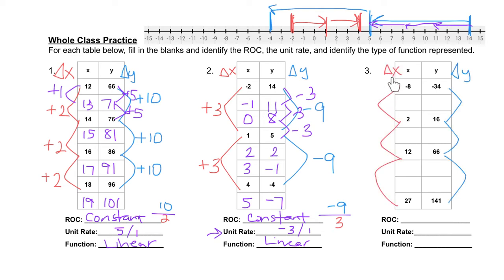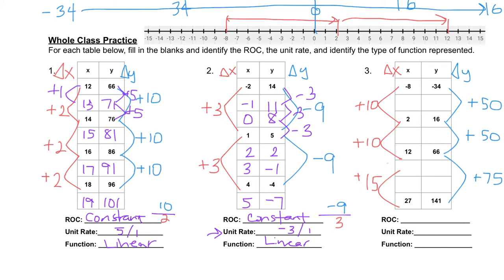For question 3, I want you to do the same thing. You always start with your change in X and your change in Y. Looking at our change in X, we see that we get two different values. Feel free to use the number line like I've modeled up here. -8 to +2. From -8 to 0 is 8 units, and then there's 2 more units to get to 2. That's how I'm showing that I'm increasing by 10.